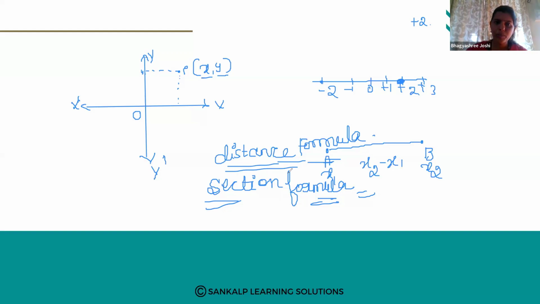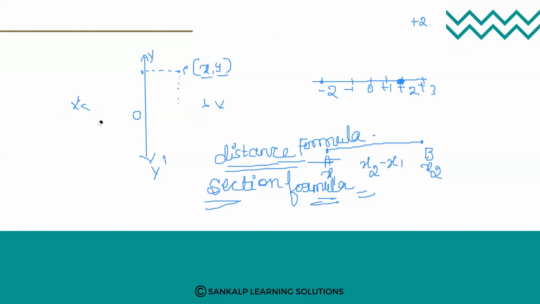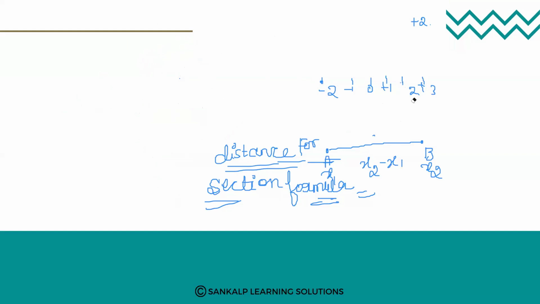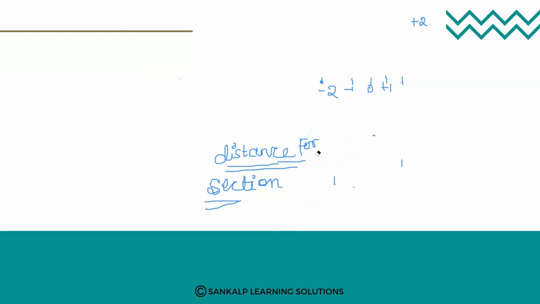What do you mean by distance formula? What does the distance formula tell us? Wait, I will erase it first. I hope this concept is clear to all of you. So what is the x-axis? What is the y-axis? X dash is a horizontal line, Y dash is a vertical line. Where x and y intersect at that particular point, we call it the origin, and the origin is denoted by the letter O, right?